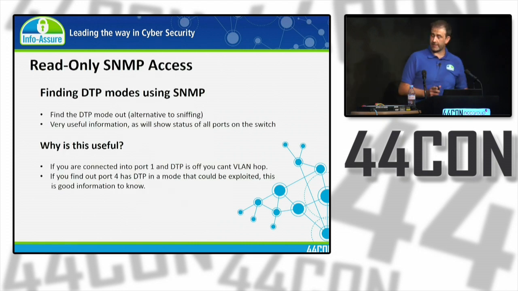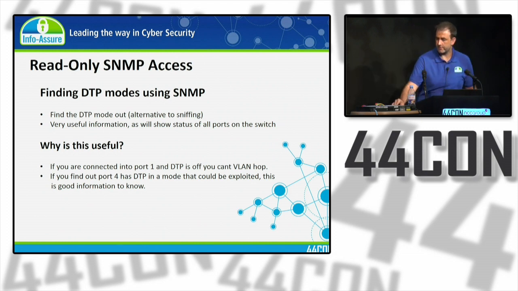What is really good is you can extract all the DTP settings for all ports on the switch using read-only SNMP access. So this is the alternative to sniffing, basically. As I mentioned earlier, you might be plugged into port 1 on the switch where DTP is locked down. So your view of the network would say that VLAN hopping is not possible because it's port specific. If you could pull back a list of all DTP modes for all ports, you may find that, say, port 4 on the switch has a default config where you could VLAN hop. So this information is really useful to get back.